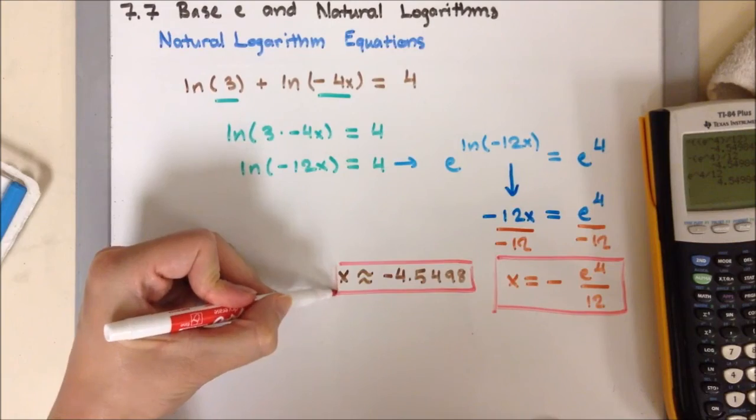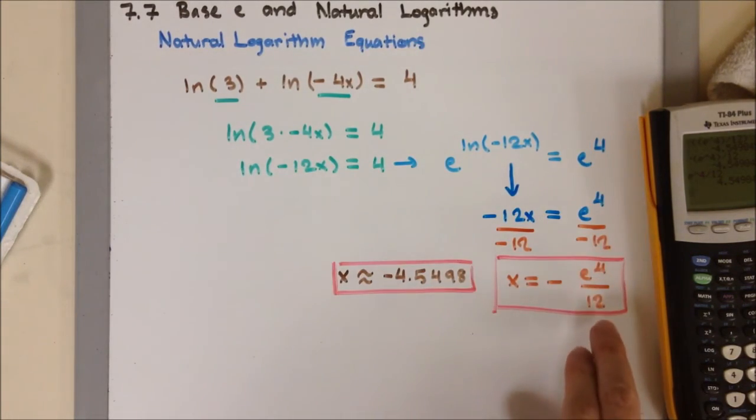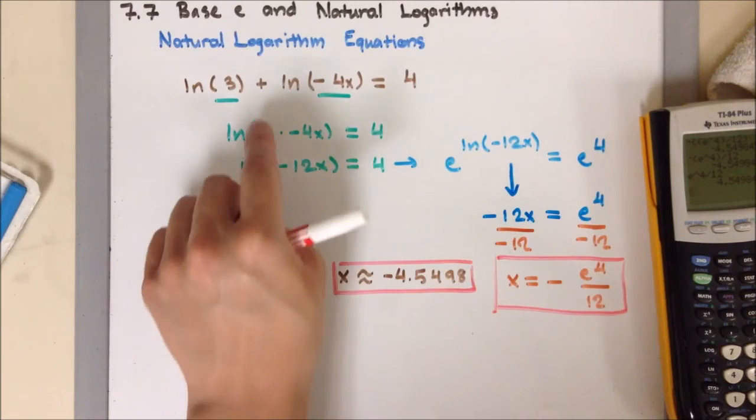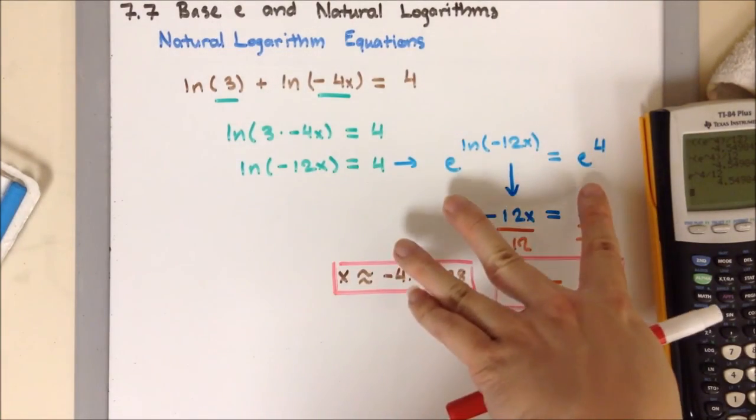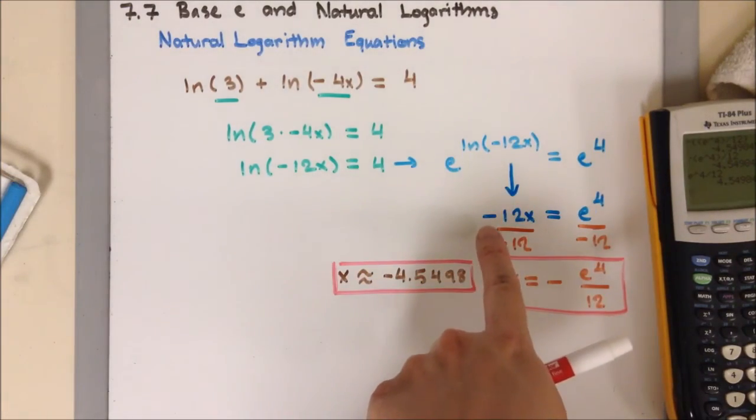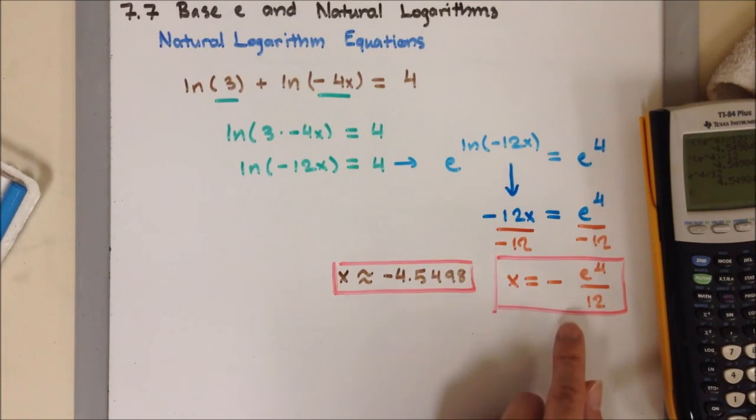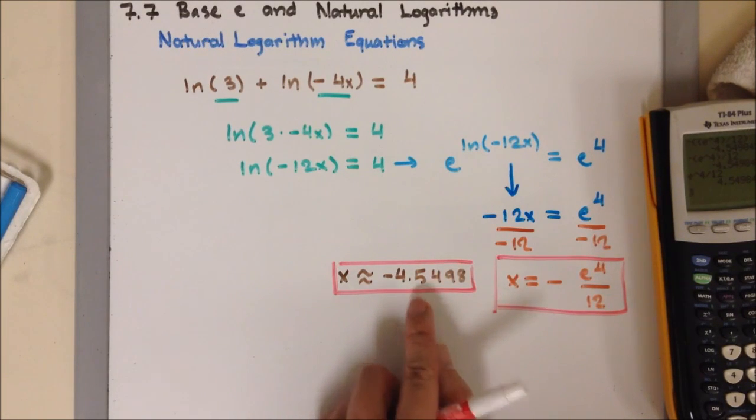Now if not, then your final answer would have been x equals negative e to the 4th power divided by 12. So again, here, condense into a single log. Since it's plus, I multiply the 3 and the negative 4x, have e on both sides, have negative 12x equals e to the 4th power, divide by negative 12 to get x by itself, and that's my final answer. And then if you were asked to find the decimal value, plug it in, and you should have gotten negative 4.5498.